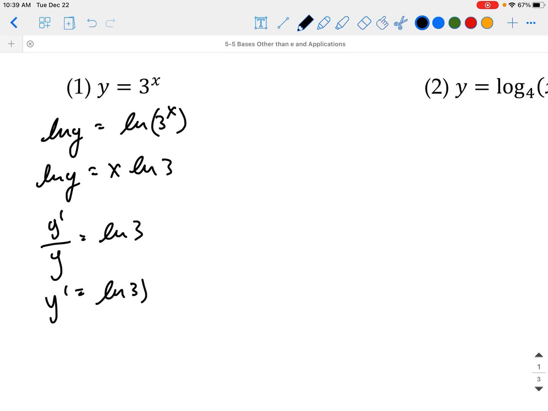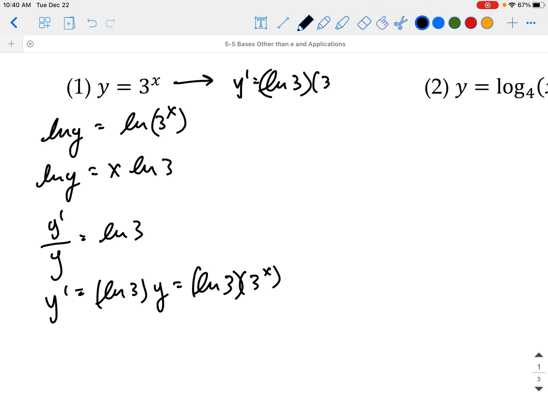And then y prime would equal the natural log of 3 times y, which is going to be the natural log of 3 times 3 to the x. But note, we could have gotten that directly from the rule that we worked out above. So it'll be the natural log of our base times our exponential expression.